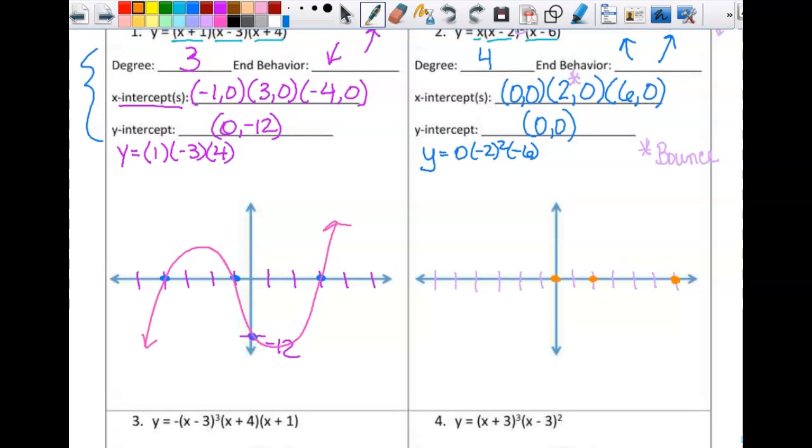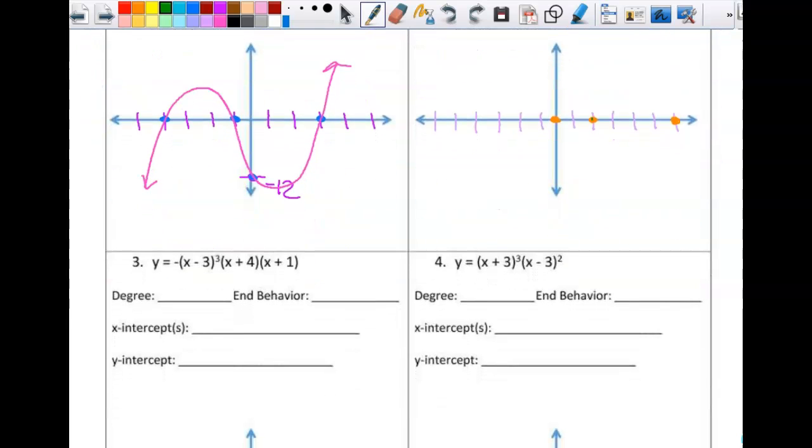Okay, my end behavior is up, up. So I'm going to start up here. Now I'm supposed to bounce at 2, which is right there. So I'm going to start up here, I'm going to come down, I'm going to bounce, come back down, and then back up like this. And it will look something like that.